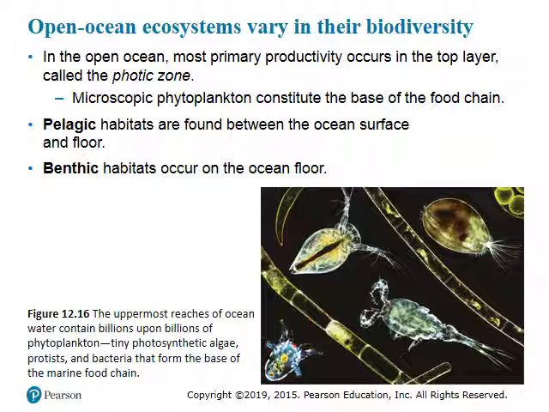The uppermost reaches of the ocean contain billions and billions of phytoplankton. These are tiny photosynthetic little algae, protists, and bacteria. These are the basis of the food chain. Everything starts at the bottom.